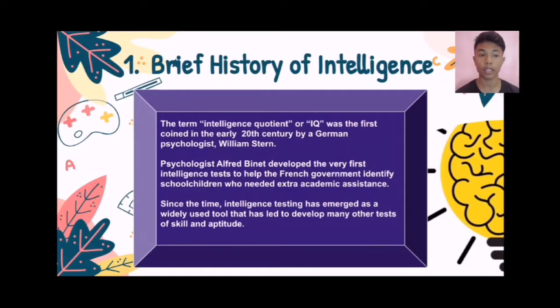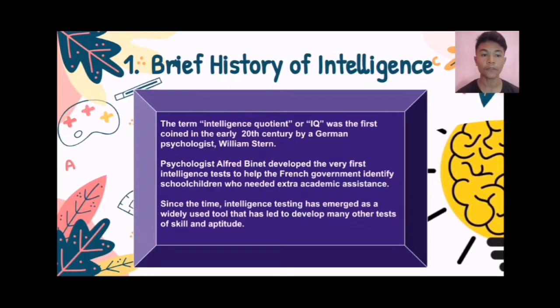Binet was the first to introduce the concept of mental age, or a set of abilities that children of a certain age possess. Since that time, intelligence testing has emerged as a widely used tool that has led to the development of many other tests of skill and aptitude. However, it continues to spur debate and controversy over the use of such testing, cultural biases that may be involved, influences on intelligence, and even the very way we define intelligence.